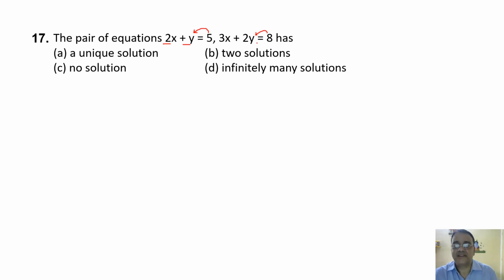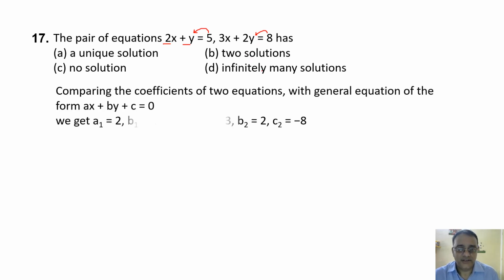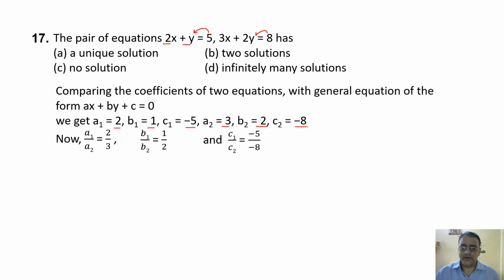c2 is minus 4. Very good. Okay, so we have written it. Now we'll find the ratio a1 upon a2 first. What are you getting? 2 by 3. b1 upon b2 is 1 by 2, right. c1 upon c2 is 5 by 8. Okay, no problem, this is equal to 5 by 8, right.